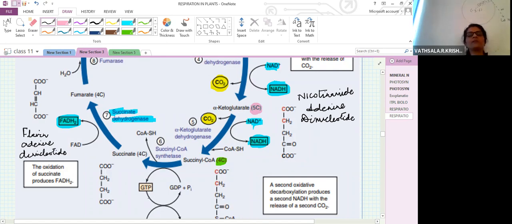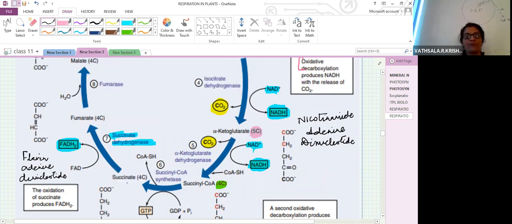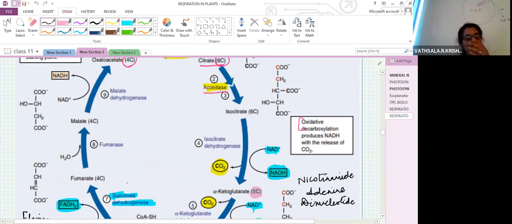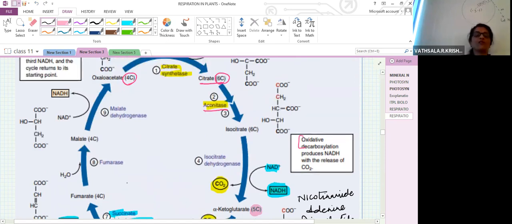Okay. So this happens with the help of succinic dehydrogenase, where succinic acid is converted to fumaric acid. From succinic acid onwards, it's a 4 carbon compound. Now water is used to convert fumaric acid to malic acid by fumarase. Malic acid is one of the intermediates formed in photosynthesis also, you have learned that in the C4 pathway. Now malic acid is converted to oxaloacetic acid, and here also NAD is utilized, so NADH is formed.